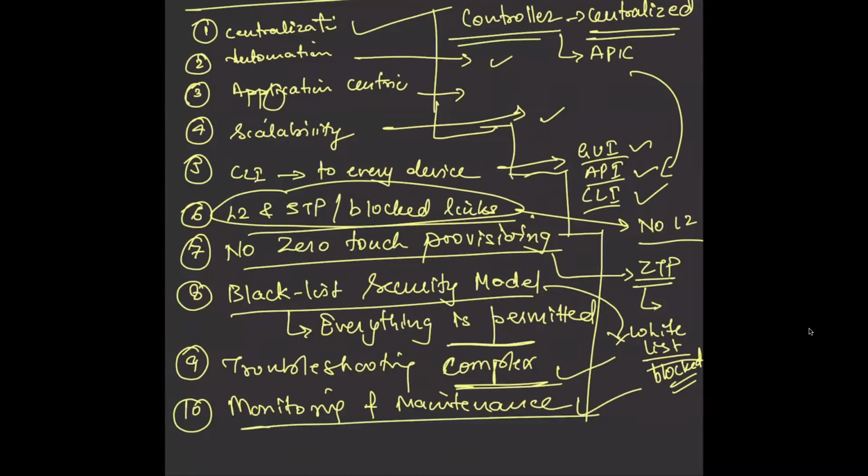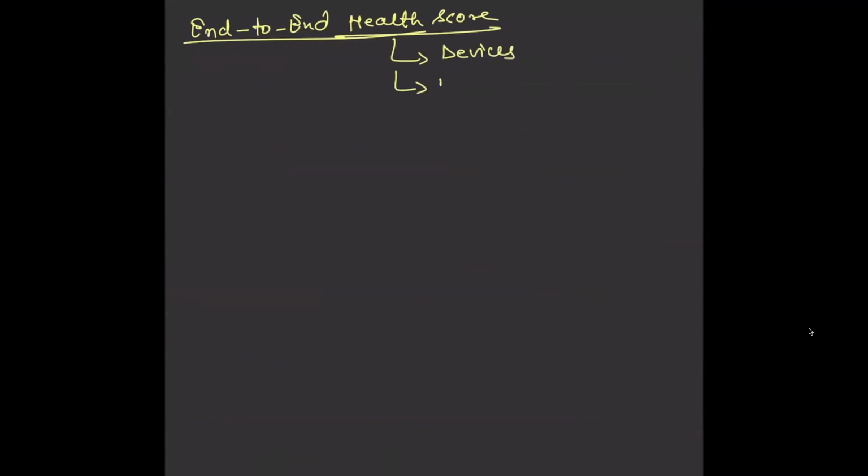Monitoring and maintenance, I already told you, can be done from the same pane of glass, from the same device, the Epic controller. You can do the complete monitoring. It reduces effort. So again, what are the other benefits? You will have an end-to-end health score. So you can see how your devices are performing or how your application is performing. It is both for your devices and for your application level as well.